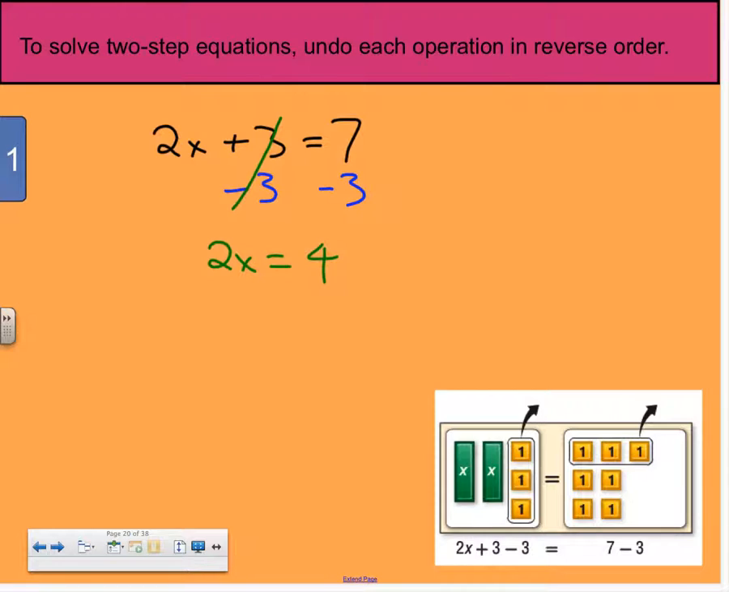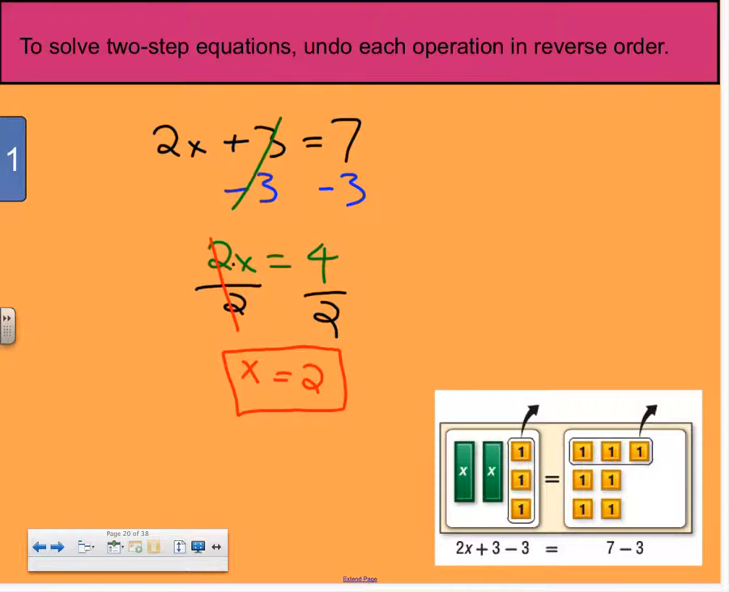In fact, if we look right here, this is multiplication. 2x means 2 times x. So the opposite of multiplication is division. We're going to divide by 2. We have to divide by 2 on both sides. This will cancel out and leave me with x. 4 divided by 2 is in fact 2, and that will be your answer. x equals 2. Now, am I finished?